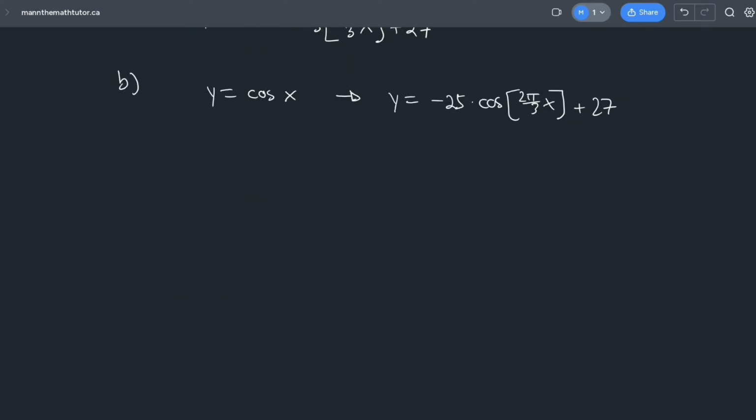All right, let's look at part B, where we are asked to identify all the transformations that we need to go from the base cosine graph to our transformed graph over here. So let's read them left to right and describe all the transformations. That negative sign over there indicates that we would have a reflection in the x-axis. The 25 would be an indication of a vertical stretch by a factor of 25.